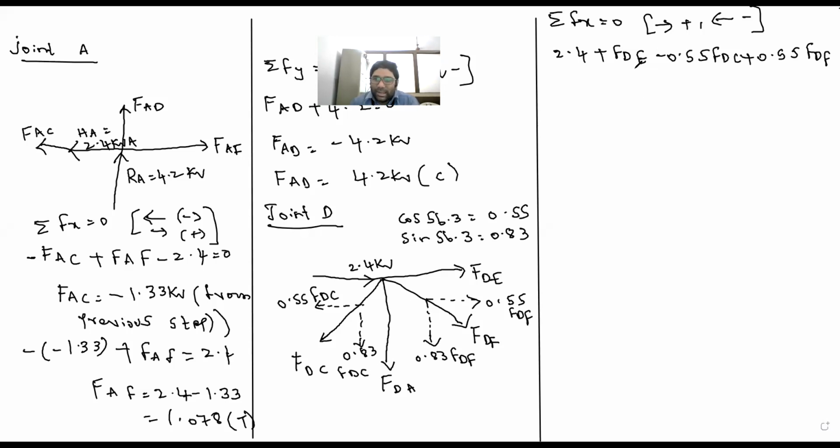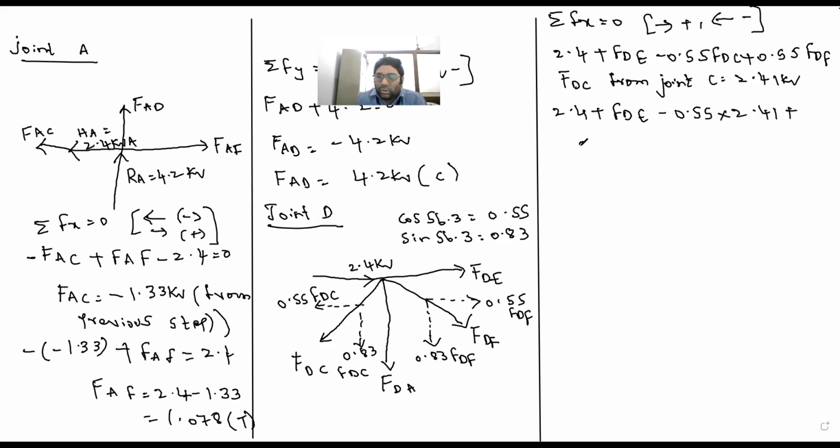What are the unknowns? DE and DF. And we have already known what is DC. From the previous step, that is at joint C, we got 2.41 kilonewton. FDC from joint C is equal to 2.41 kilonewton. Okay? Yes. So now lie down: 2.4 plus FDE minus 0.55 into 2.41 plus 0.55 FDF is equal to 0.